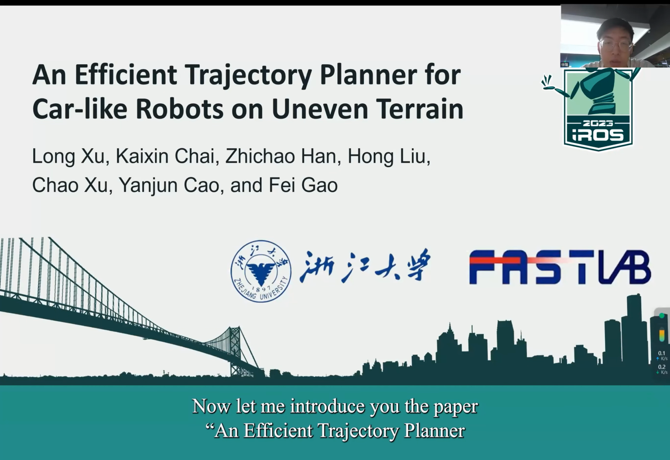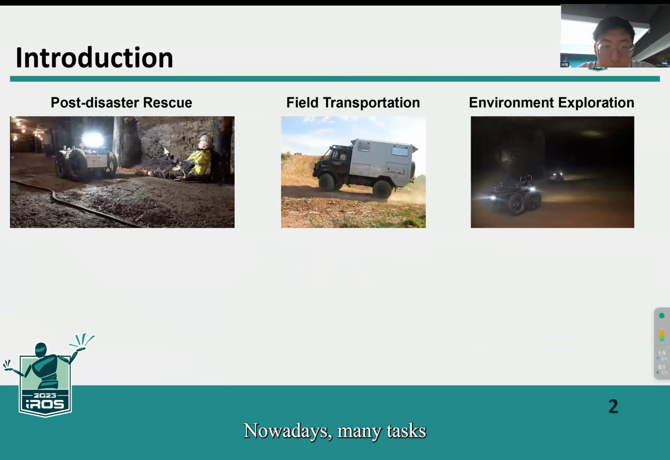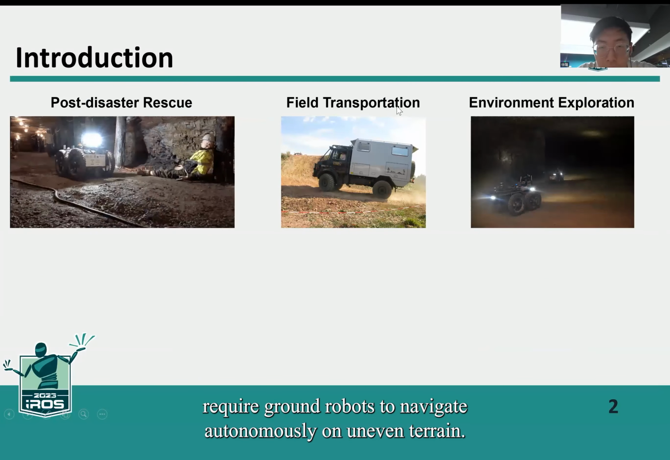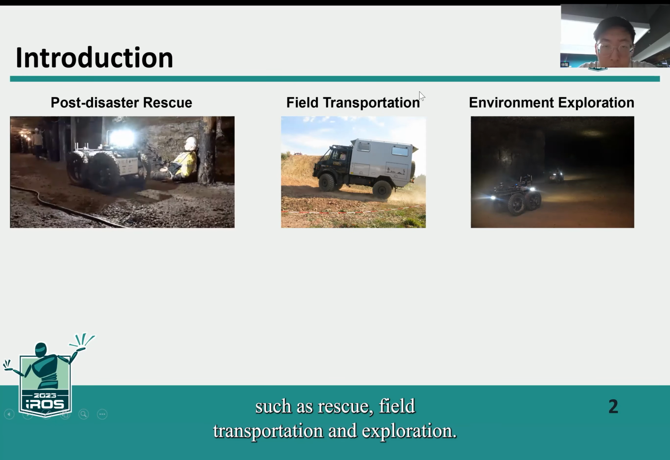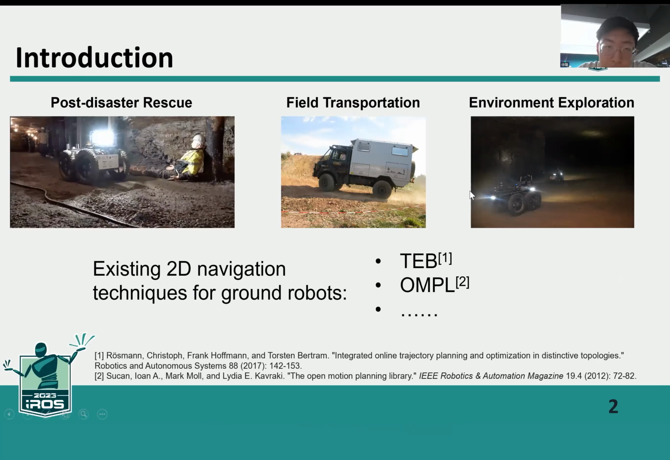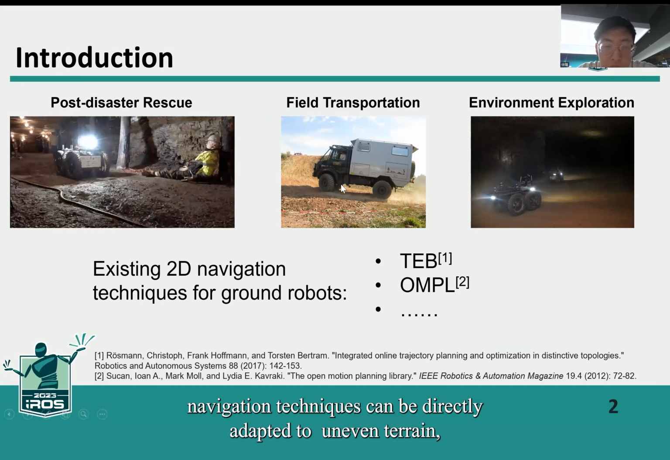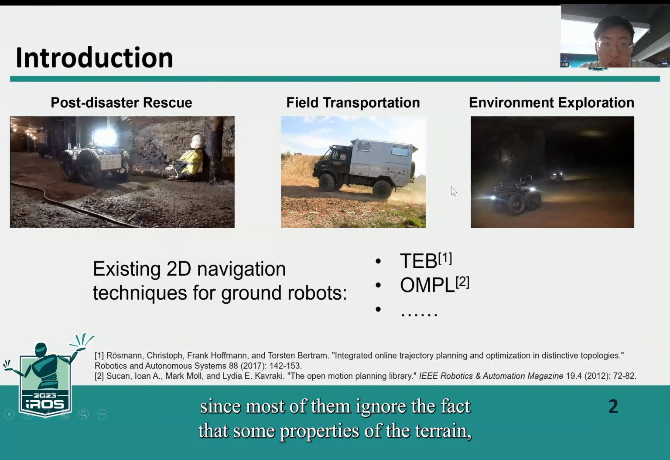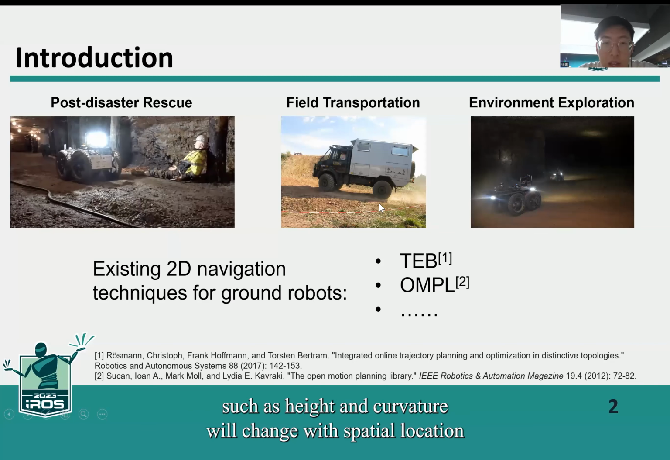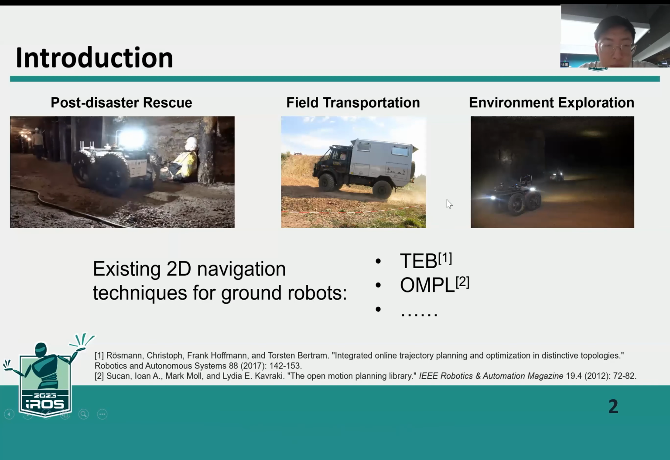Now let me introduce you the paper, an efficient trajectory planner for car-like robots on uneven terrain. Nowadays, many tasks require ground robots to navigate autonomously on uneven terrain, such as rescue, fire transportation, and exploration. But none of the existing 2D indoor navigation techniques can be directly adapted to uneven terrain, since most of them ignore the fact that some properties of the terrain, such as height and curvature, will change with spatial location.